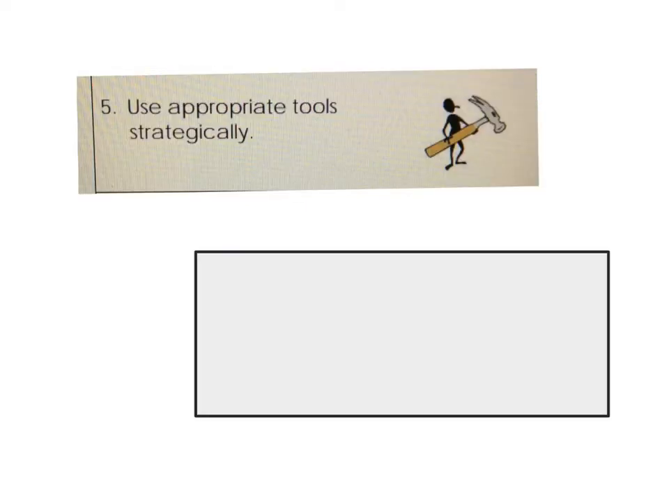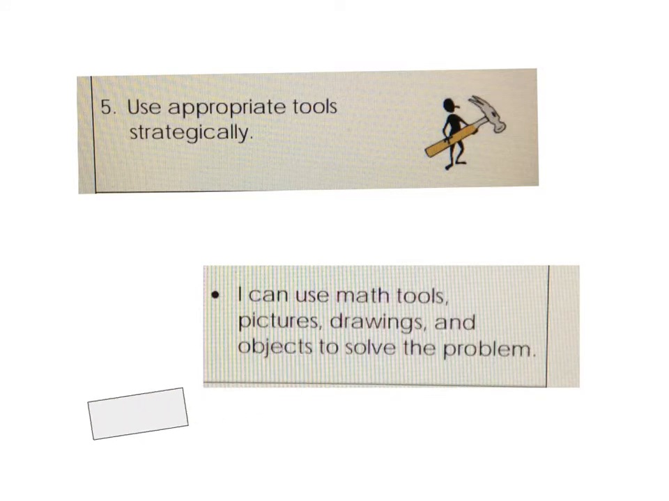Math practice standard number 5 says I can use appropriate tools strategically. Do you think that means, okay, I need to take out my hammer now, and my screwdriver, and my saw? Nah. It means I can use math tools such as pictures, drawings, or objects to help me solve the problem. Like if I need to use a ruler, or a protractor, or a compass, or if I need to draw a picture to help me model the problem. Okay, so this is the one really where the pictures come into play as well.